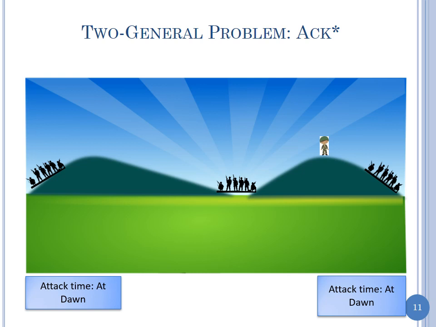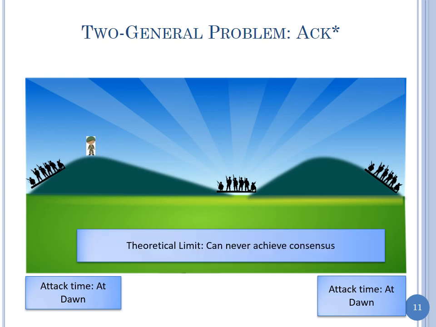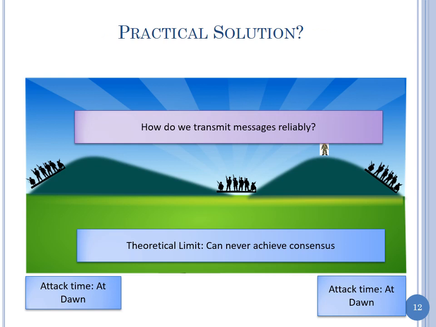Given my proof here, a very graphical proof, it seems we can never achieve that particular kind of consistency. So if we don't achieve that, what do we achieve? You guys who've done networking courses should know the answer better than the guys who have done operating systems. So we can never achieve consensus. How do we transmit messages reliably is the question. This whole idea of sending ACKs to ACKs to ACKs just goes on infinitely.